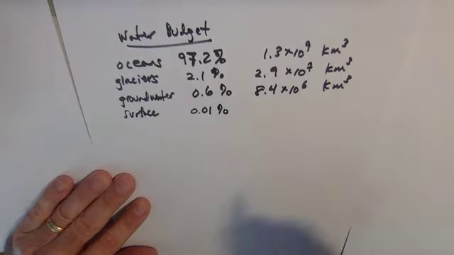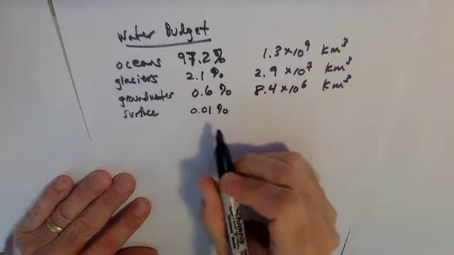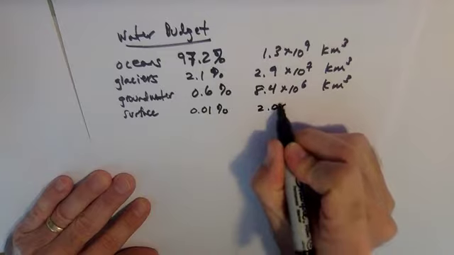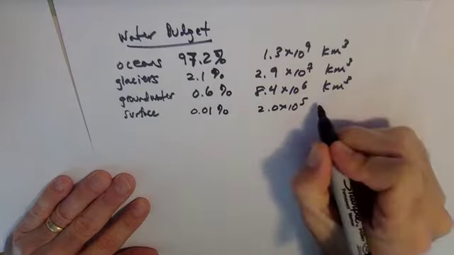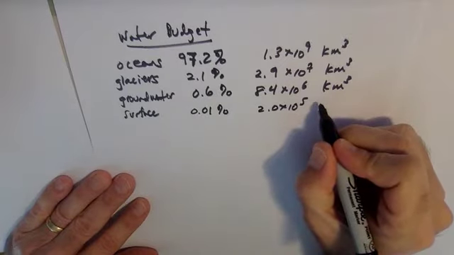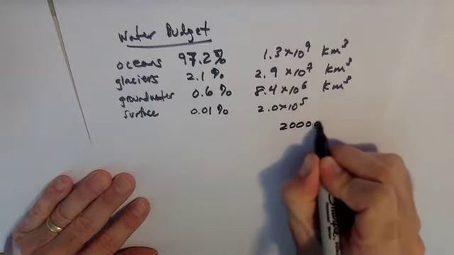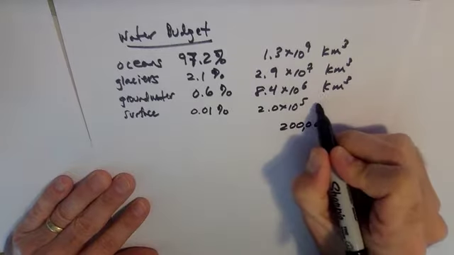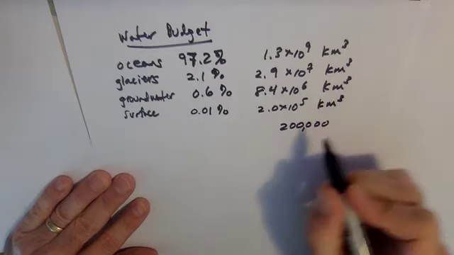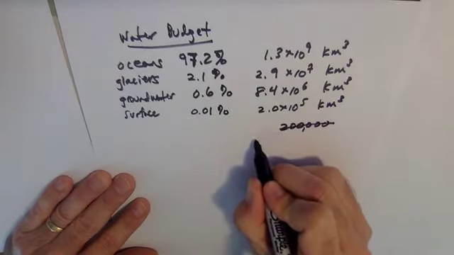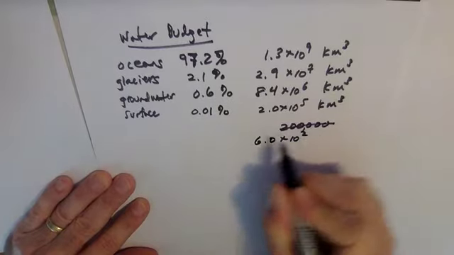Just in contrast to all that, the amount of water that's in lakes and streams is 2 times 10 to the fifth. So what is that? 20,000? 200,000? 2 times 10 to the fifth would be, let's see, 2, 1, 2, 3, 4, 5, 200,000. 200,000 cubic kilometers. That's in rivers and streams. The amount that's in organisms, mostly trees, is 6 times 10 to the 2. You can see how much smaller that is.